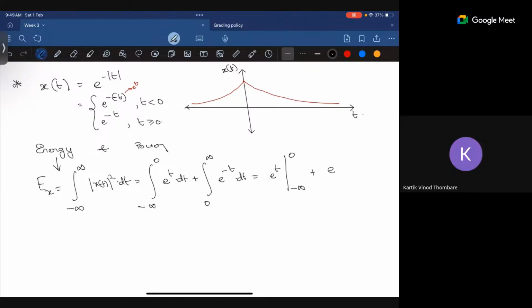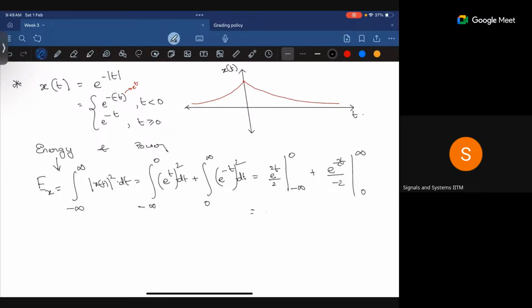Here it would be e to power 2t, right? Because it is getting squared. So this will be e power 2t by 2. This will be e power minus 2t by minus 2. And the limits are infinite and 0.